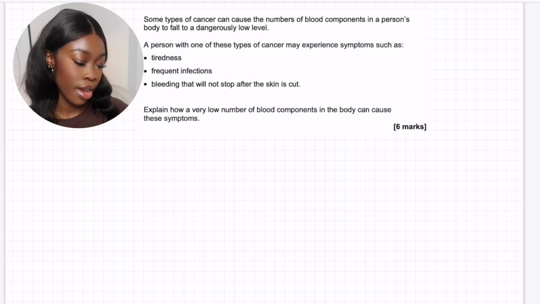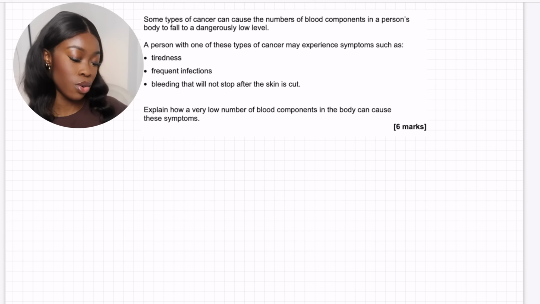Some types of cancer can cause the number of blood components, that's important, in a person's body to fall to a dangerously low level. That's important. A person with one of these types of cancers may experience symptoms such as tiredness, frequent infections, bleeding that does not stop after the skin is cut. Explain how a very low number of blood components in the body can cause these symptoms.